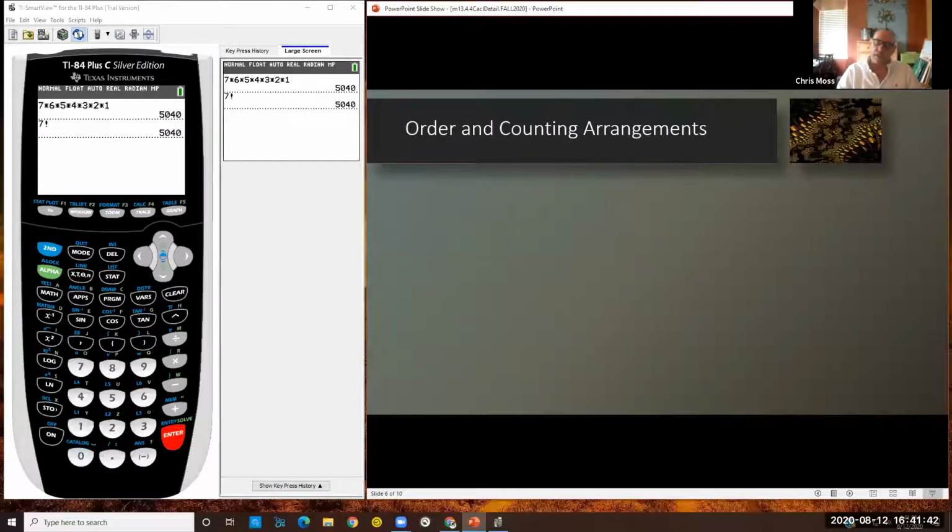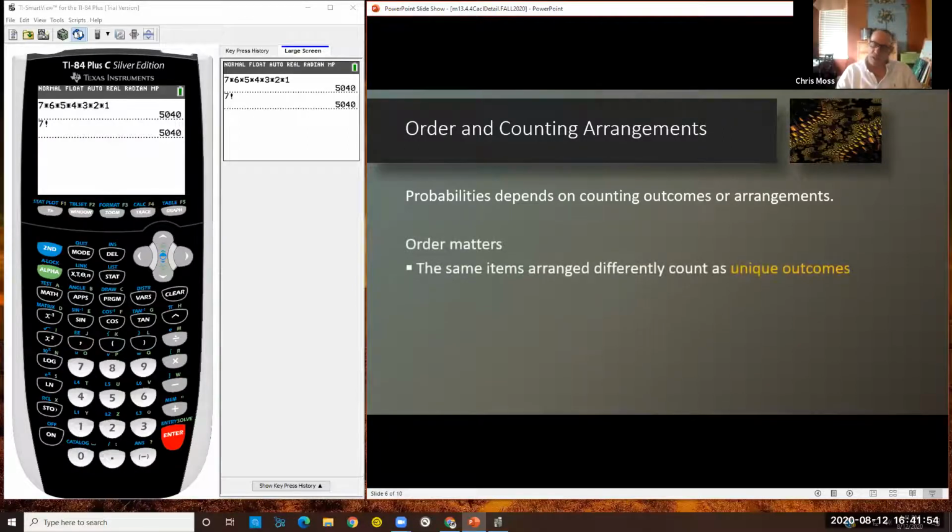Now, let's talk a little bit about subtlety, order and counting of arrangements here. Probabilities really depend on this number of arrangements or outcomes. Sometimes order matters. When order matters, the same items arranged differently count as unique outcomes.